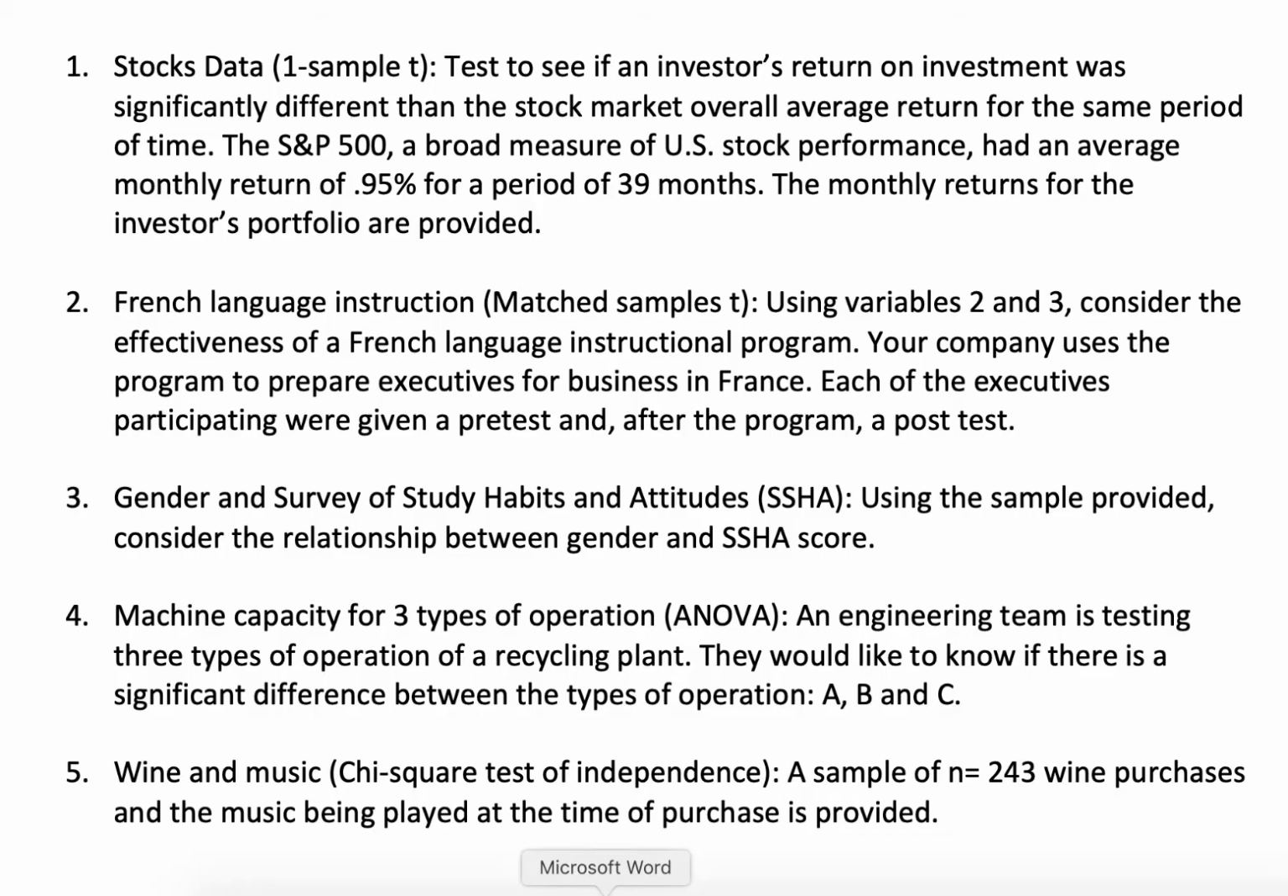Let's try another one. So number 3 is a 2-sample t-test that I like a lot. This is from some real data on gender and the SSHA scores. So SSHA, Survey of Study Habits and Attitudes. So we have data on the gender of the respondent and the score that they made on the SSHA. So we're trying to consider whether there's some relationship between the respondent's gender and their score.